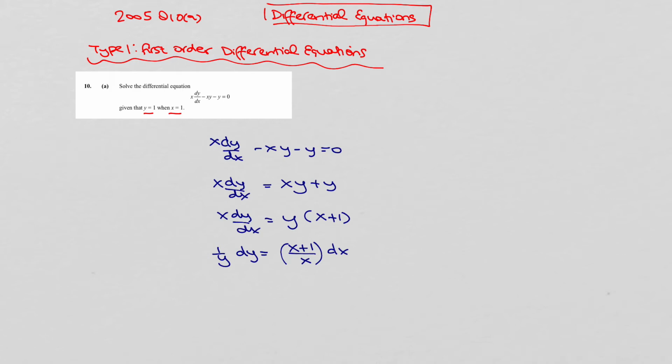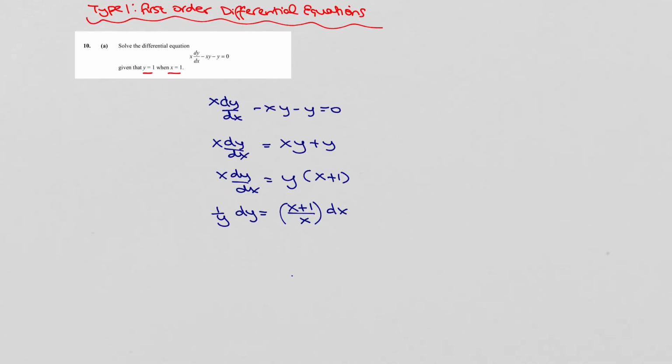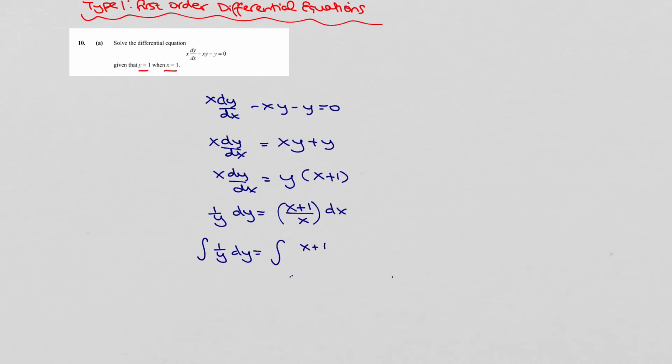So now if I integrate both sides, so I'm going to integrate the left with respect to y and integrate the right with respect to x. But I'm actually going to simplify the right-hand side there because we, again, don't have a quotient rule for integration. So x will go into x once, and then x will not divide into 1, so we're left with 1 over x.